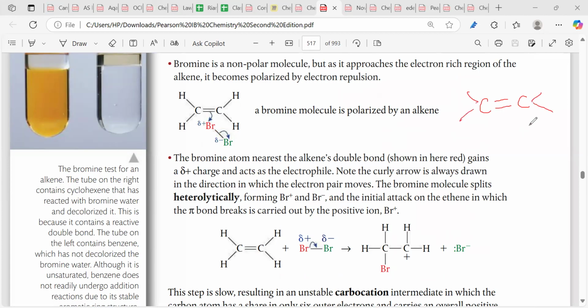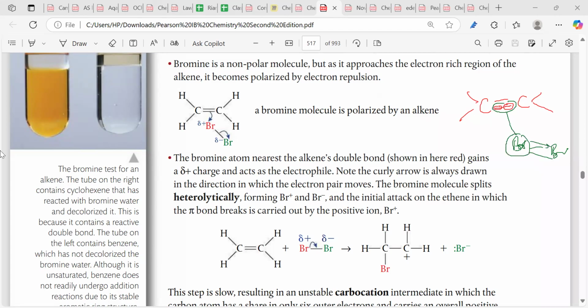See, when this pi electron cloud is coming to form the bond with this bromine, right? You have to show that this is an electrophile, isn't it? You have to show this is the electrophile. This pi electron cloud will be repelling the nearest bromine electron away from itself.